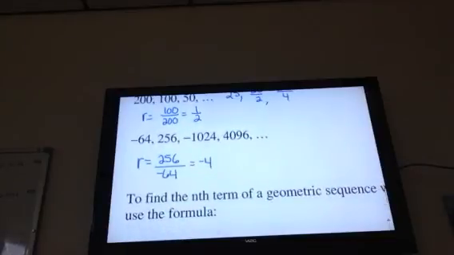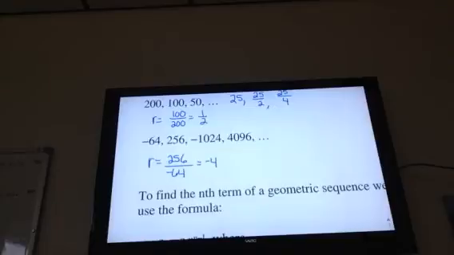So I'm going to go to my calculator. I'm going to start with my 4,096 times negative 4. And I get negative 16,384. That number is stored. Times negative 4. 65,536. Times negative 4. And my third one is negative 262,144. Definitely want a calculator.